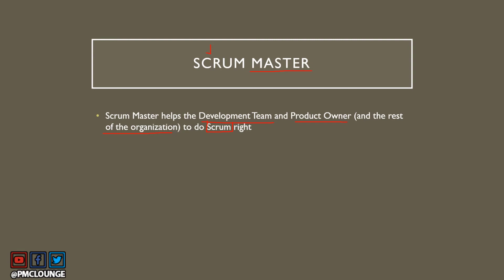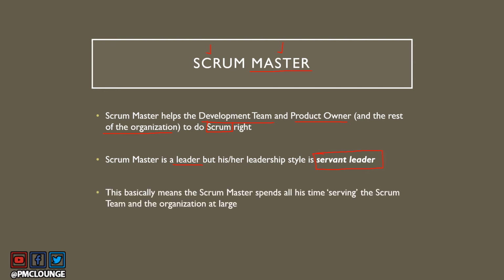Obviously, the Scrum Master is also a single person, just like the product owner. It is not a team or a group of people, right? So that's what the Scrum Master is. The Scrum Master is a leader, but his or her leadership style is servant leader. And what it basically means is that the Scrum Master spends all of his or her time serving the entire organization, and most importantly the team that he or she is part of, which is the Scrum team. So the Scrum Master basically serves, and that is why he or she is a servant leader.